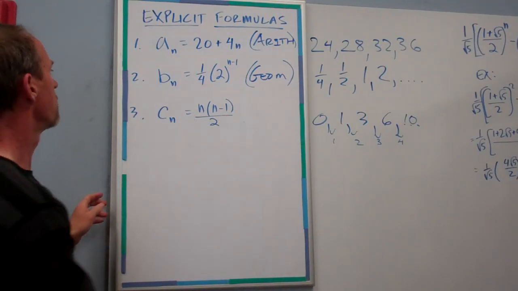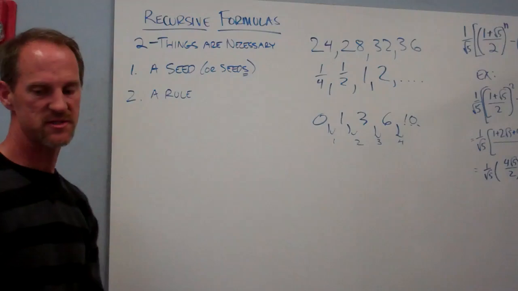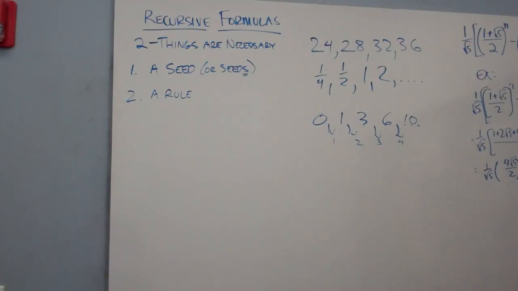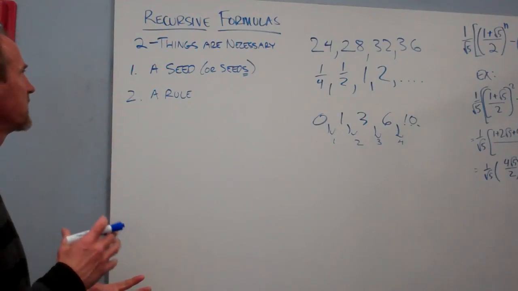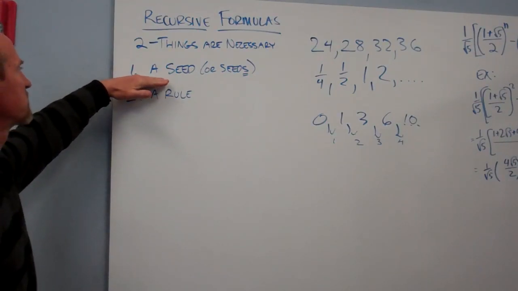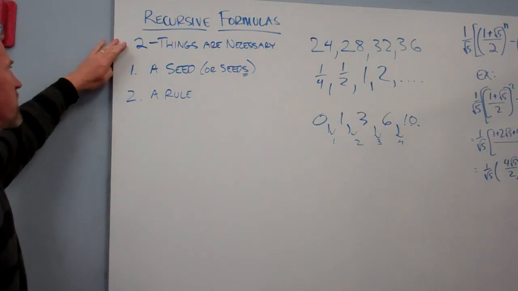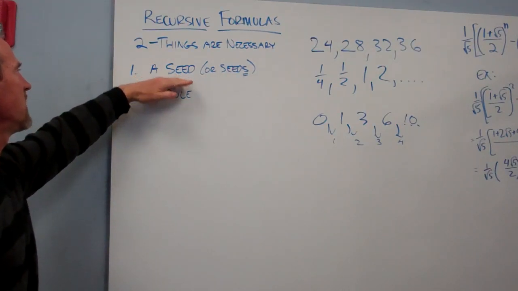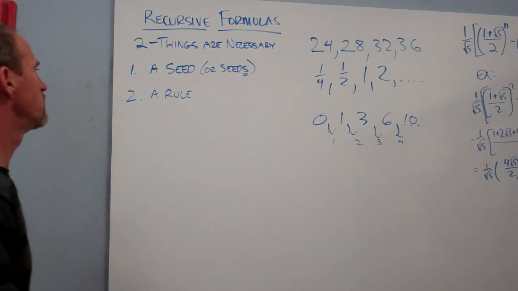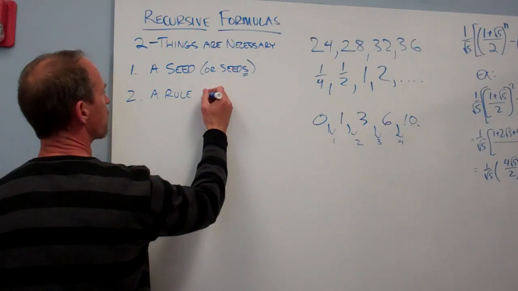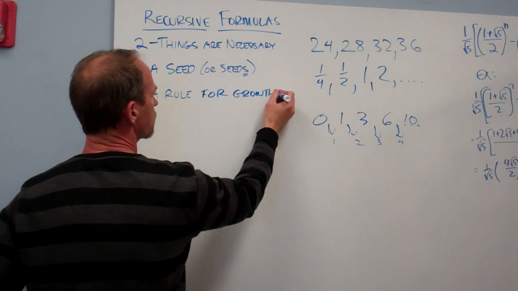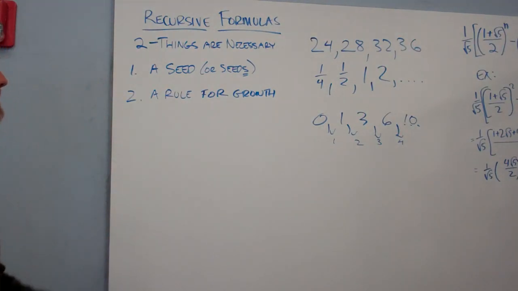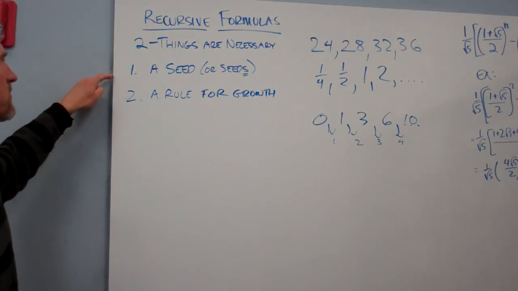Well, recursive formulas are a little bit different. Recursive formulas are a little bit more organic, in that they sort of grow like a plant might grow. So we need a seed to make that happen. We need 2 things. We need to get it started, and then we need a rule to help it grow. By growth, it could be shrinking, but it's a rule for change based on the earlier numbers.